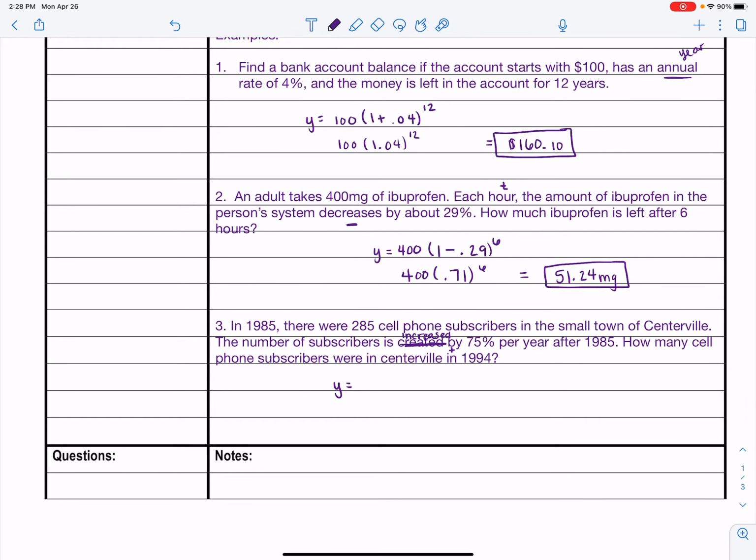So y equals the initial amount times 1 plus, because we're increasing, 0.75. Now, we are measuring in years, right? So if I want to know what happened in that span of years, I need to take 1994, the year I want to know what happened, minus 1985, to see how many years have passed. So really my formula is 285 times 1.75 to the 9th power, which is going to give you about 43,872 subscribers.